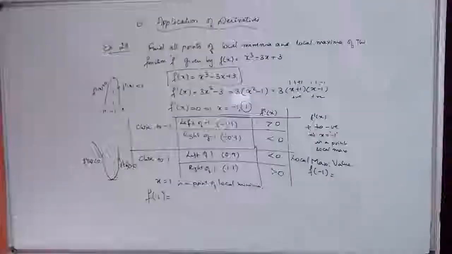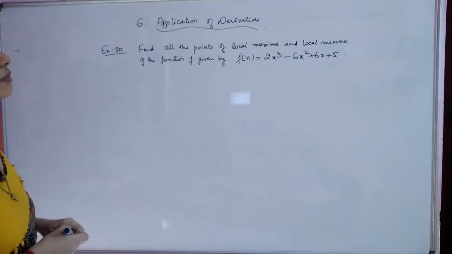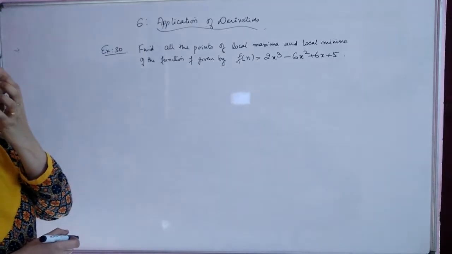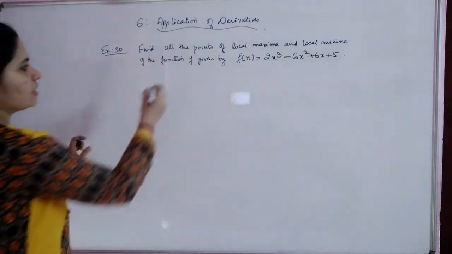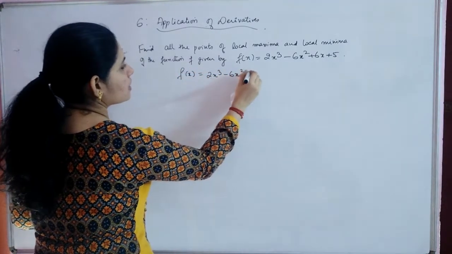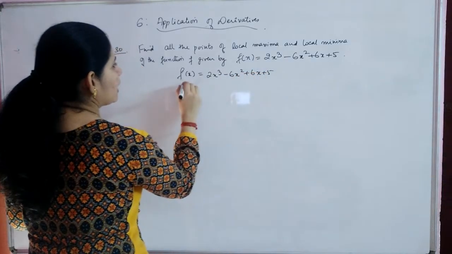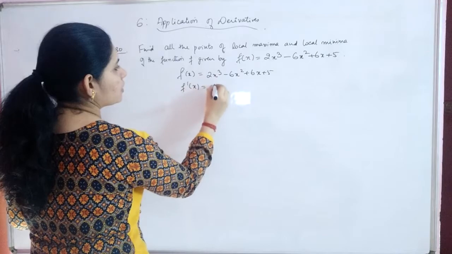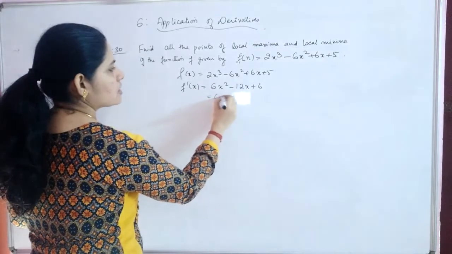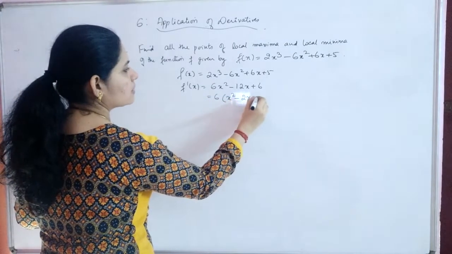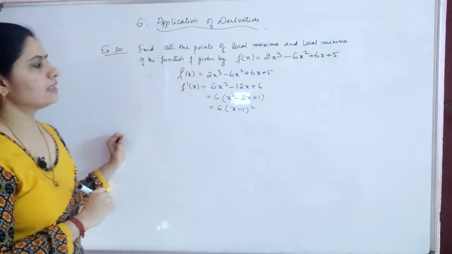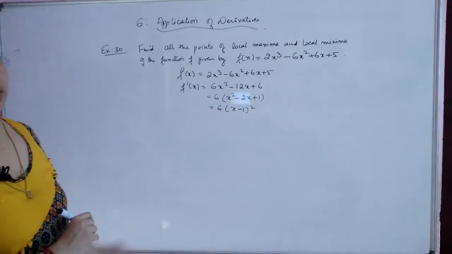Example 30: find all the points of local maxima and local minima of the function f given by f of x equal to 2x cube minus 6x square plus 6x plus 5. First we will find the derivative. F dash of x is equal to 6x square minus 12x plus 6. You can take out 6 so that you get x square minus 2x plus 1. Now this can be written as 6 into x minus 1 the whole square. So f dash of x is 6 into x minus 1 the whole square.